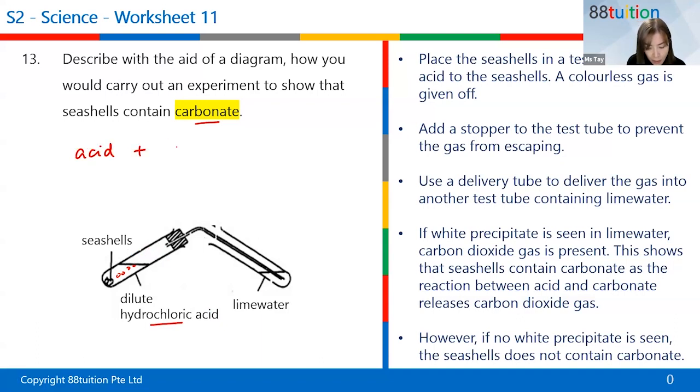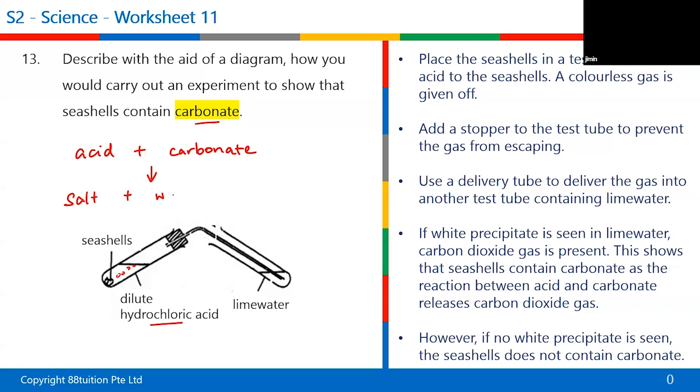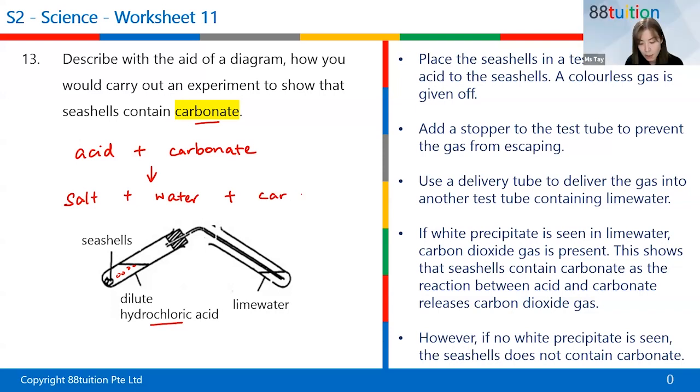acid plus carbonate will give us three products. A salt, plus water, plus carbon dioxide gas. So we only need to prove this part. The bubbling shows that there's a gas given out, and definitely it's going to be carbon dioxide.